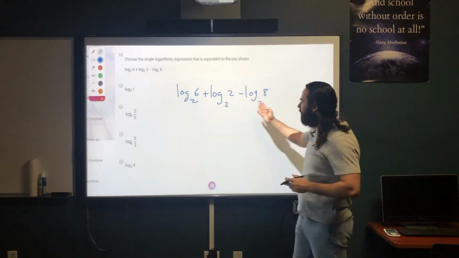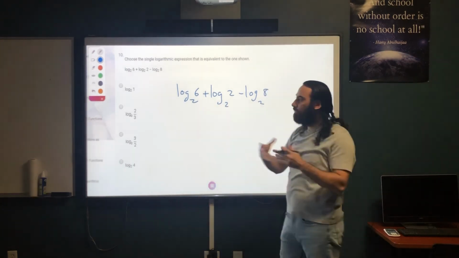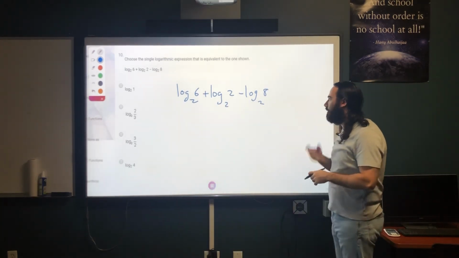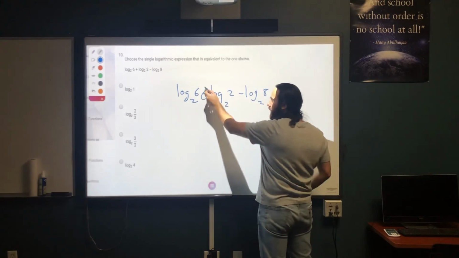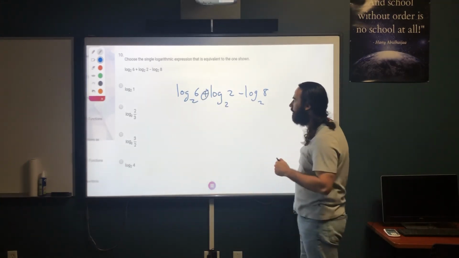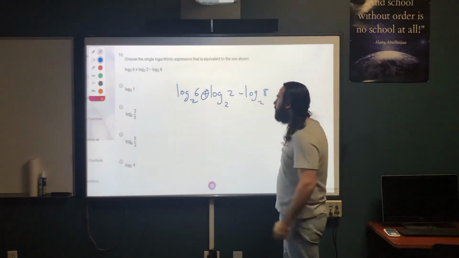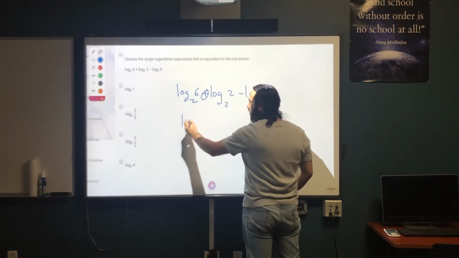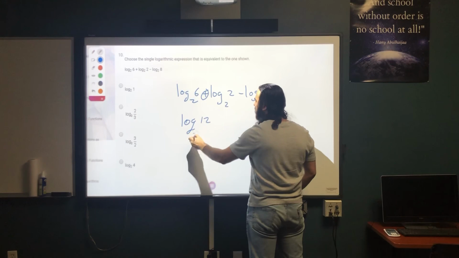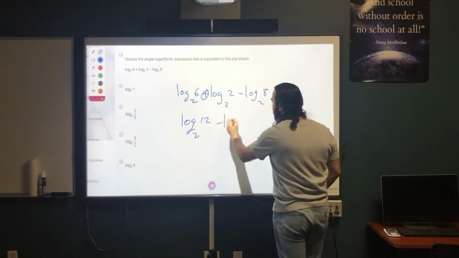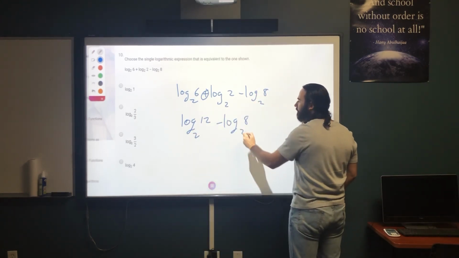As you can see, all the bases are the same, so we can put it in one expression. We said addition means multiplication, right? When we put it in one log, it's going to be log, and then 6 times 2. How much is 6 times 2? It's 12. So log 12 with the base 2 minus log 8 with the base 2.